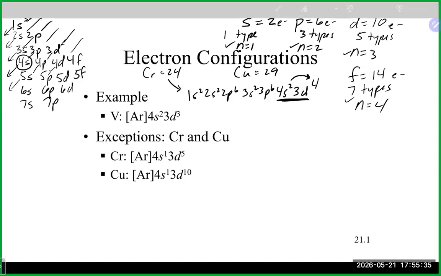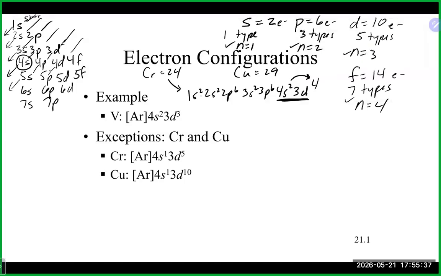And this part of the configuration through here is 18 electrons, which is where the argon comes from.